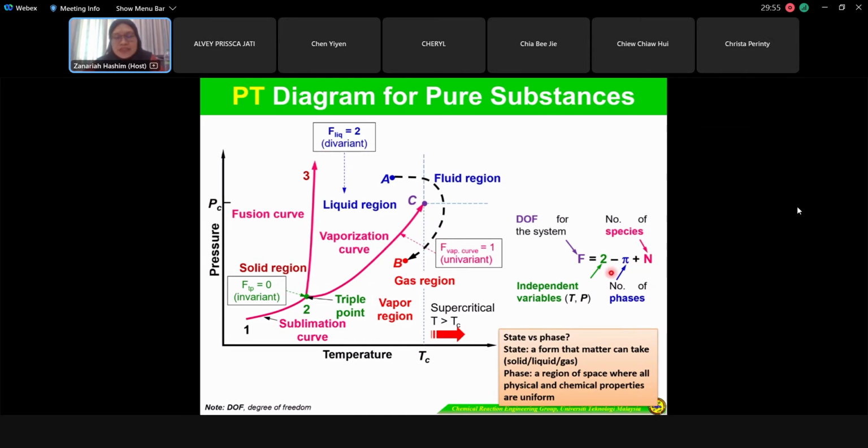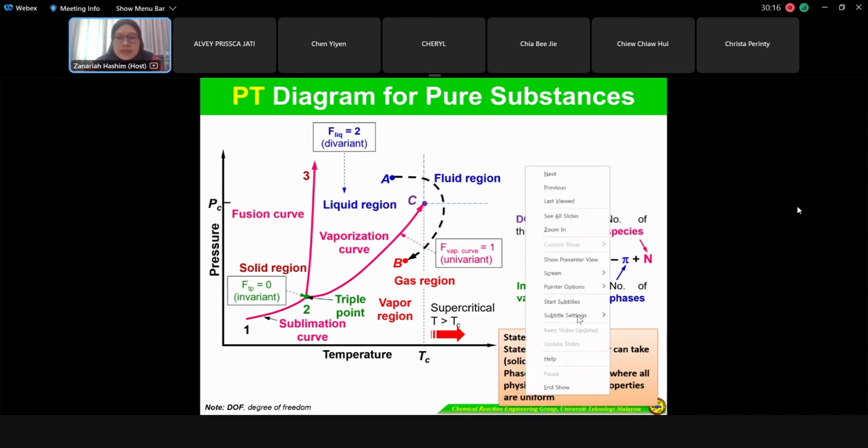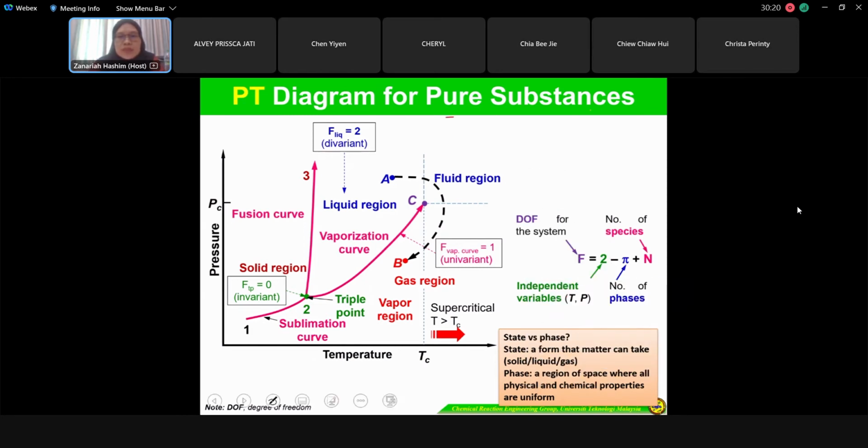Sorry, this is not pi, this is... I've forgotten. Yes, this is pi. So pi is the number of phases and N, capital N, is the number of species. In the case of a pure substance, the number of species would be 1. So for a pure substance, N equals 1, because you have only one species, only one type of substance.